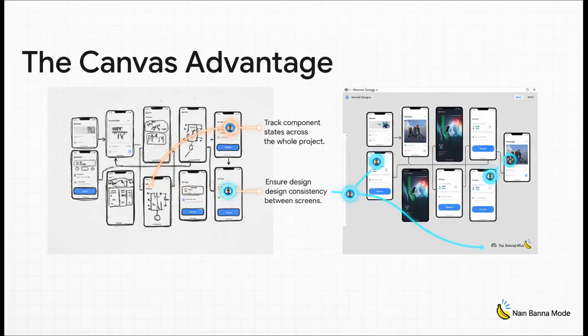Now, this isn't just a gimmick. This is a fundamental shift toward what we call stateful design. You can actually see how a button's state changes from the login page all the way to the confirmation page. If you change the font on the sign-up screen, you can immediately see if it clashes with the profile screen. Stitch 2.0 understands the entire journey, which is something single-screen tools just can't do.